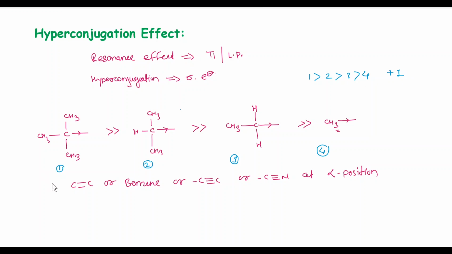But for the hyperconjugation effect, when this substituent is attached to an unsaturated system or benzene system, the order of electron donation via hyperconjugation is completely reversed. The fourth substituent has the maximum hyperconjugation effect, then the third, then the second, then the first. Let us see how this is possible.